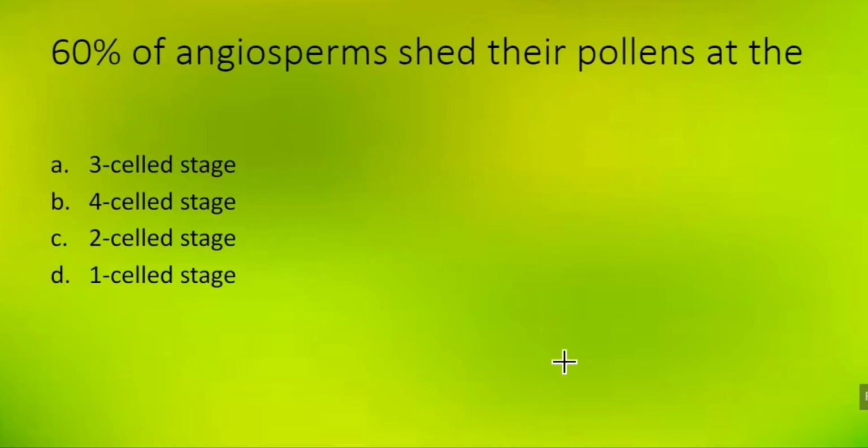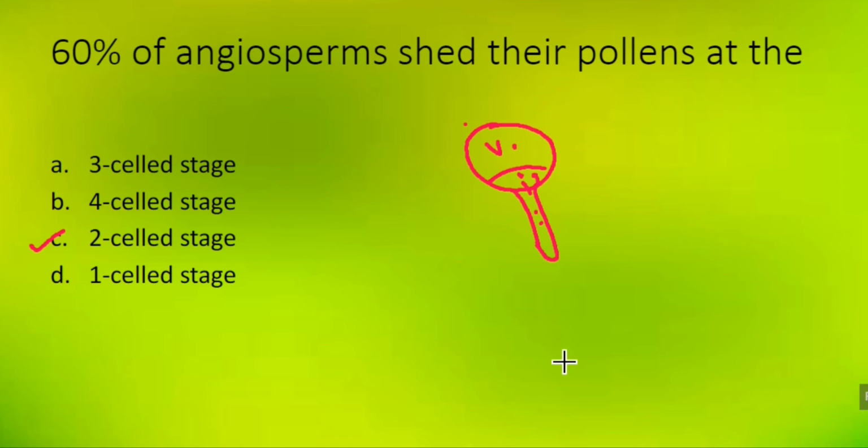60% of angiosperms shed their pollens at the 2-celled stage. Majority of the plants shed at a 2-celled stage, that is 1 vegetative cell and 1 generative cell. Suppose this is the pollen grain, this is the vegetative cell, and this is the generative cell. So after shedding, once it falls on the stigma, when it grows through the pollen tube, this generative cell nucleus divides into 2 to become the 3-nucleated stage. So that is only in 40% of angiosperms.